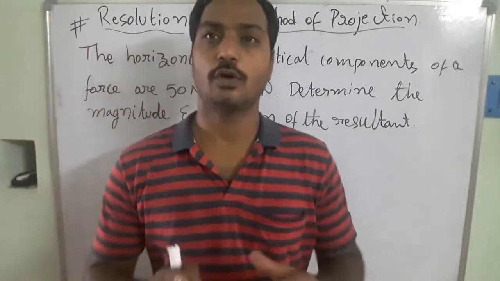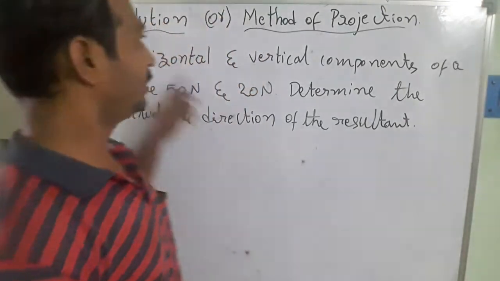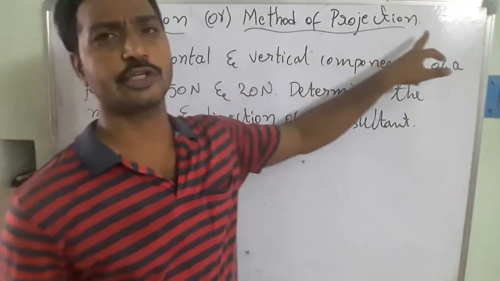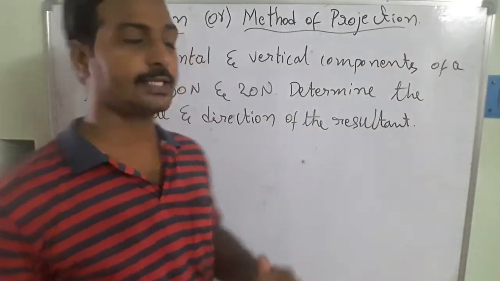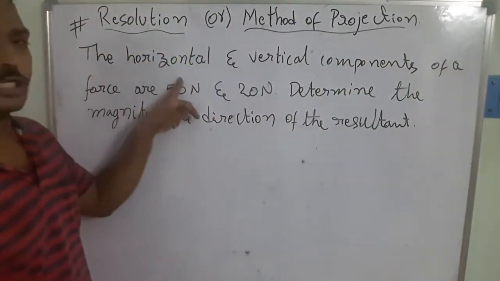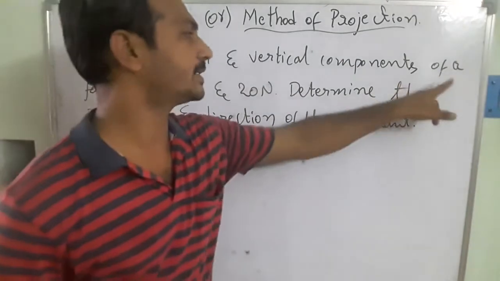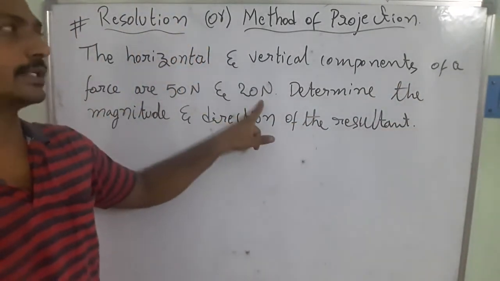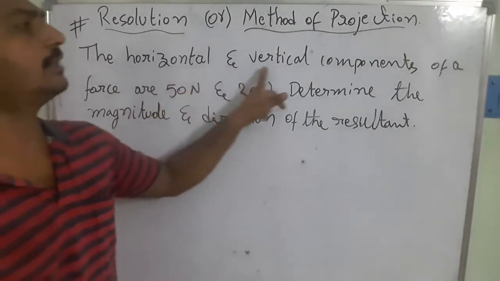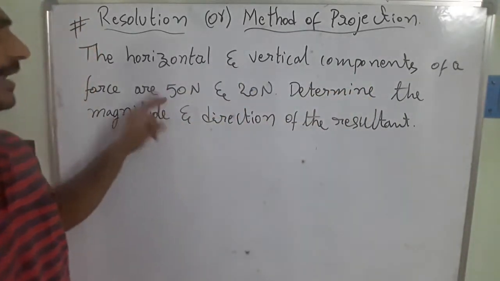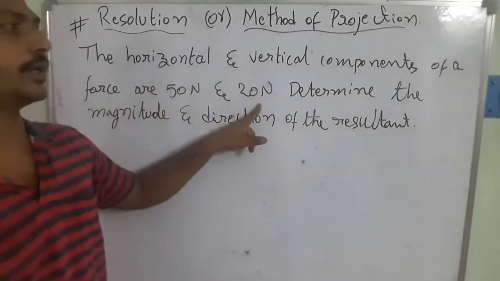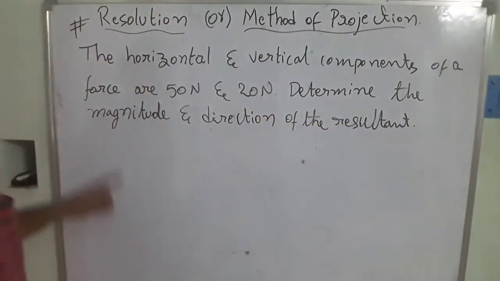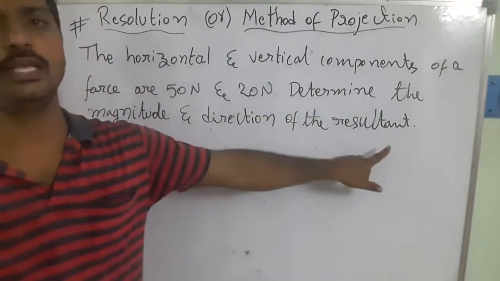Now we are trying to solve one problem on the resolution or method of projection of the forces. The problem is that the horizontal and the vertical components of force are 50 newtons and 20 newtons. He has given the horizontal component and the vertical component of two forces acting on a body, that is 50 newtons, 20 newtons. Determine the magnitude and the direction of the resultant.